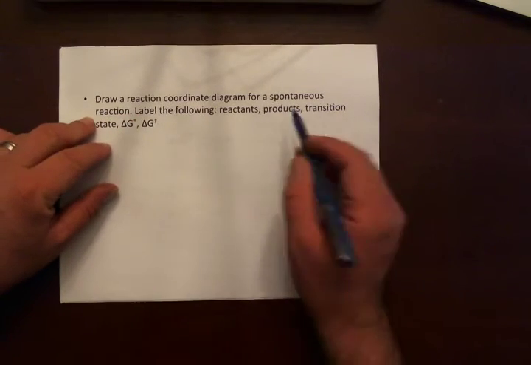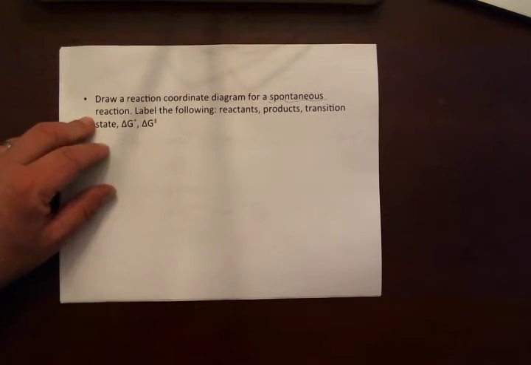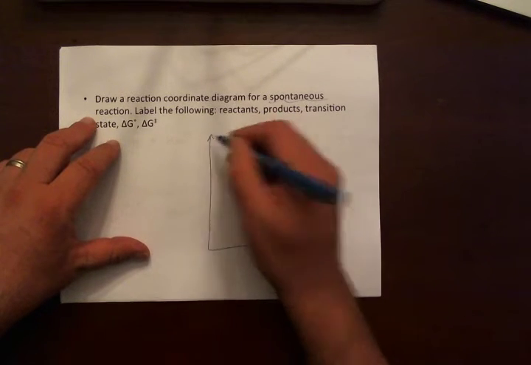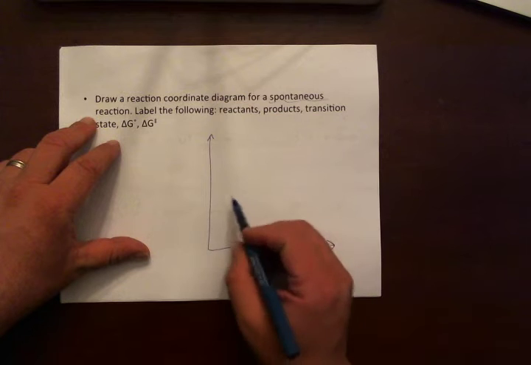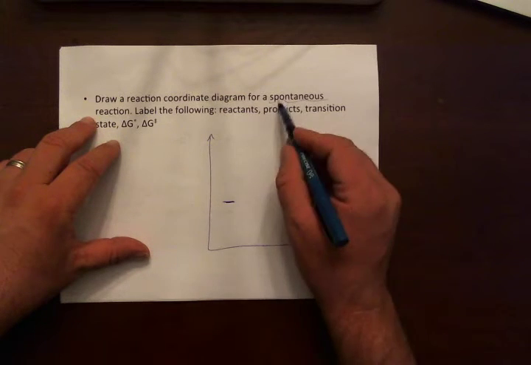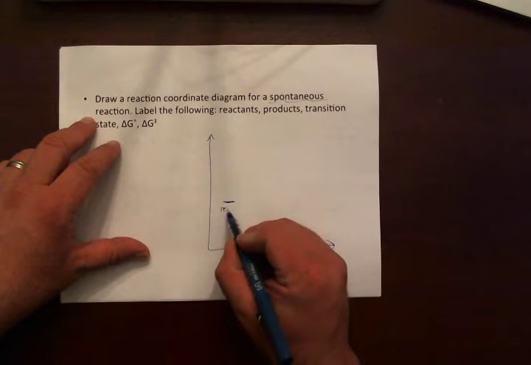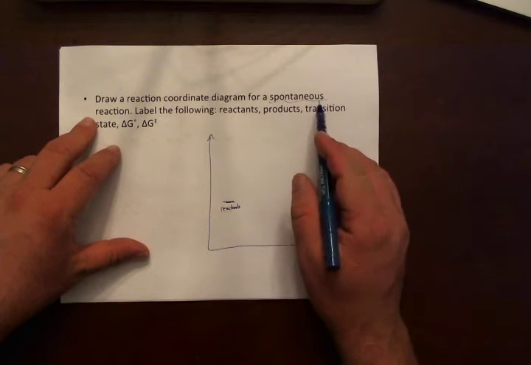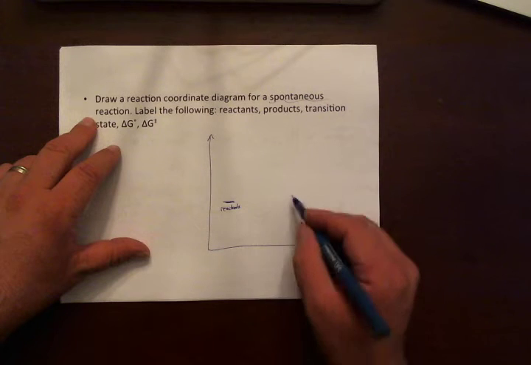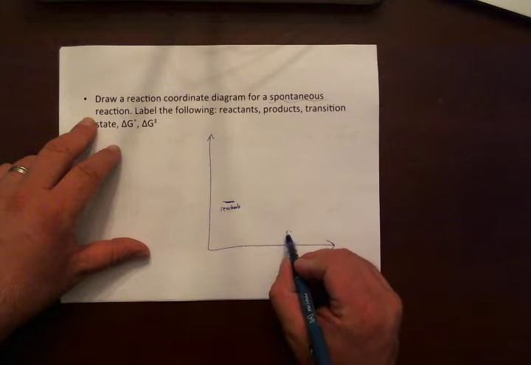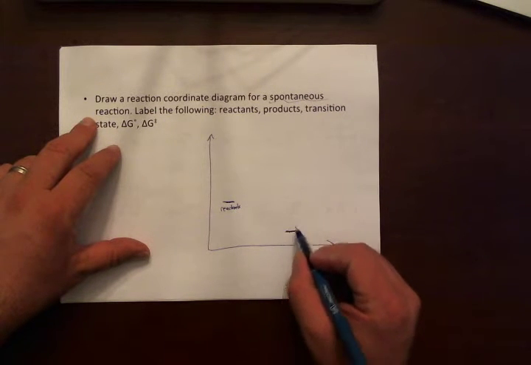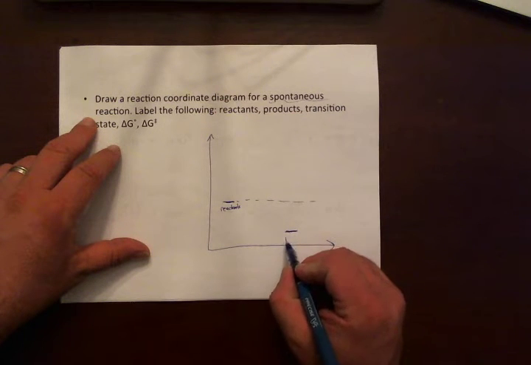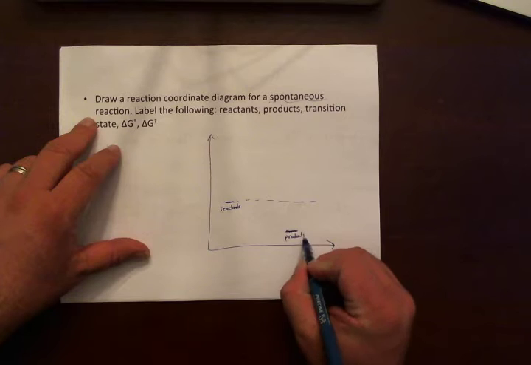For us, in this case, we're going to do a spontaneous reaction. So this is the one where you're looking at plotting it. We start here. If this is the reactants and it's spontaneous, that means the products are going to be lower, somewhere above the baseline but below the reactants. So if here's the reactant, the products have to be below that, at lower energy.